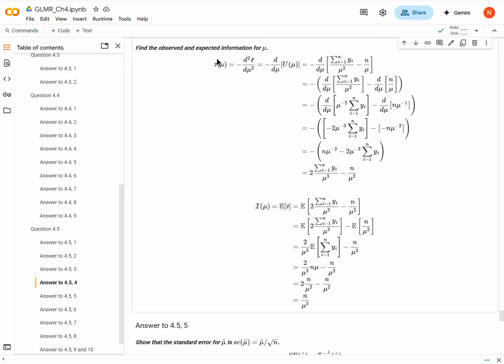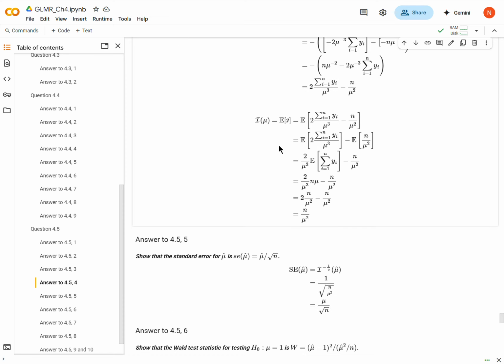Okay. So again, we work through that derivative, the negative derivative, I guess we should say, and we get this, and then we want the expectation of this value. So we wrap it inside of the expectation operator and go through the expectation operations, and we come out with this guy right here as the information, the expected information.